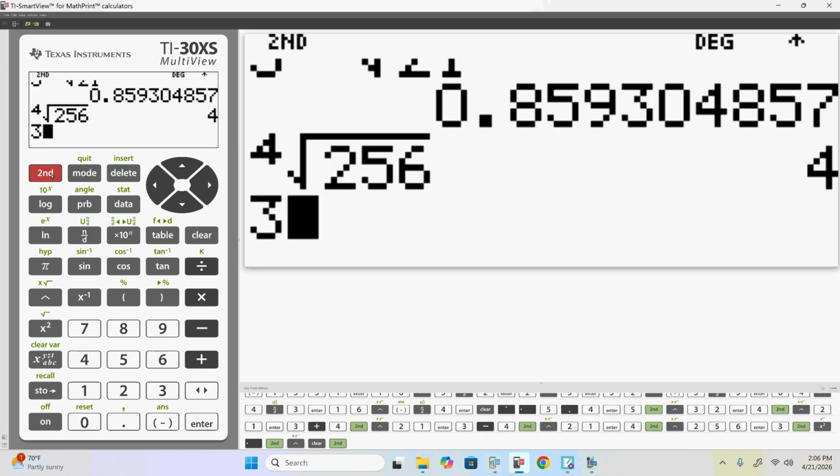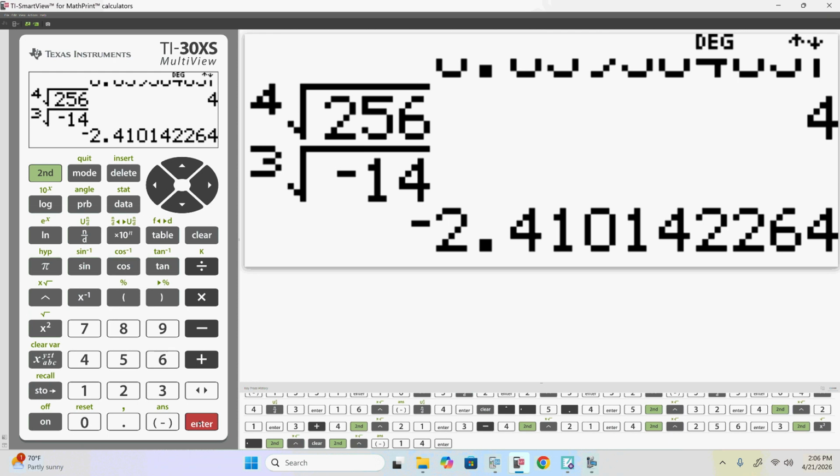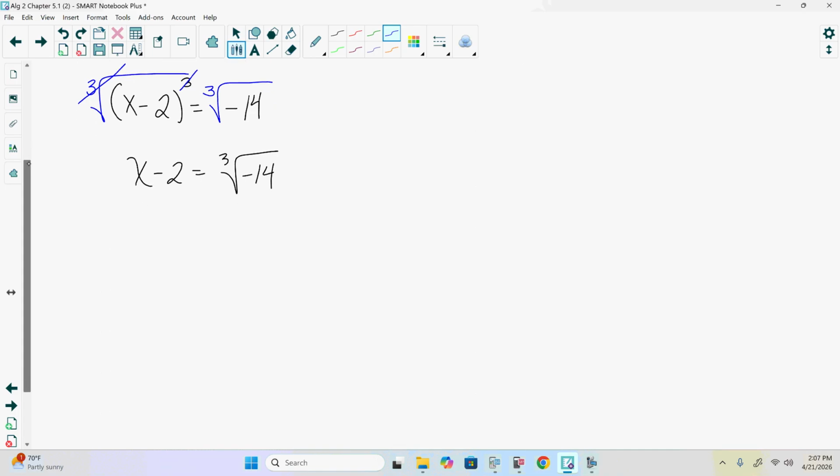Let's clear all that out and try again. Cubed root, negative 14. It does not reduce to a nice rational number. Might as well just leave it.